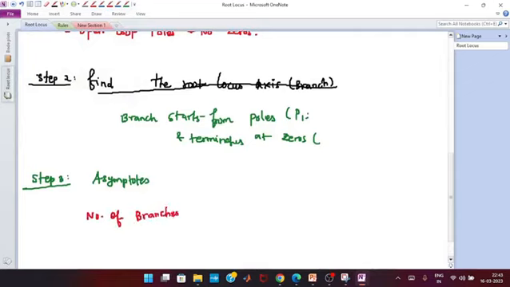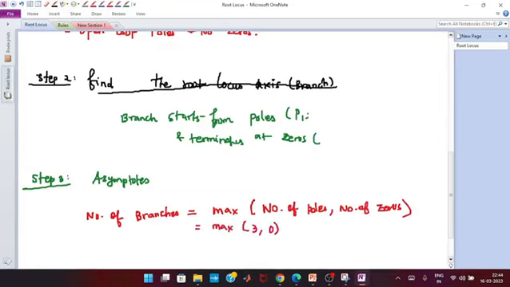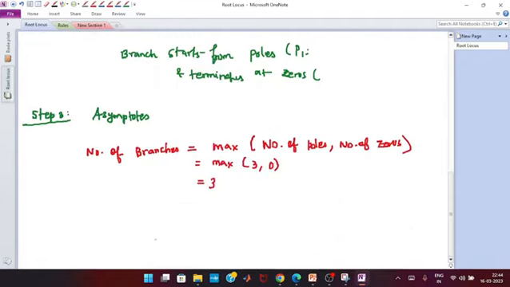The number of branches depends on whether the number of poles or the number of zeros is greater. With respect to that only, the number of branches is defined. So it is the maximum of the number of poles and the number of zeros. Here the number of poles is 3. So maximum of 3 comma 0 is 3. So the number of branches is 3. Whatever the number of branches, the same number of asymptotes are available. So the number of asymptotes is also 3, right?